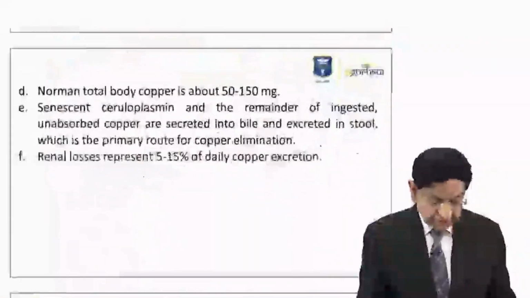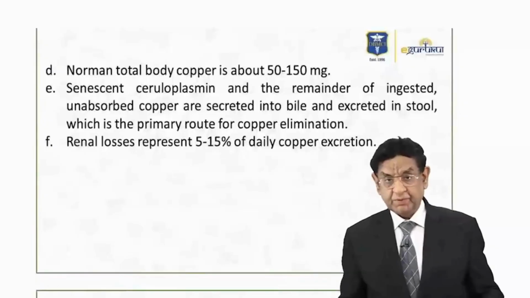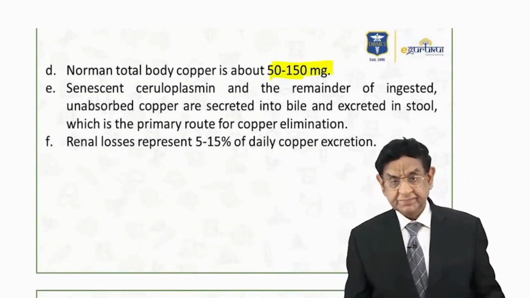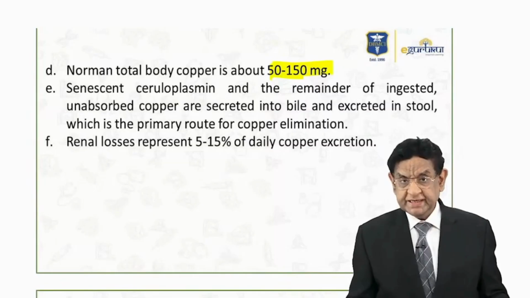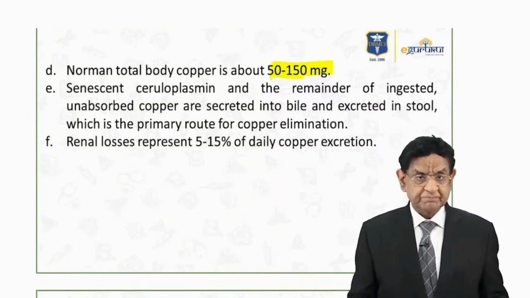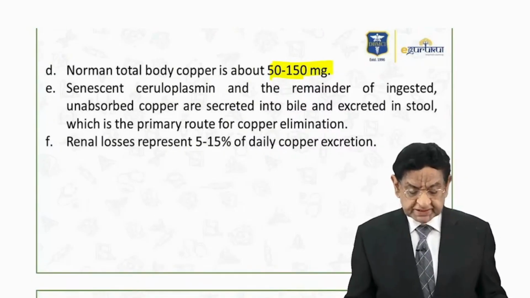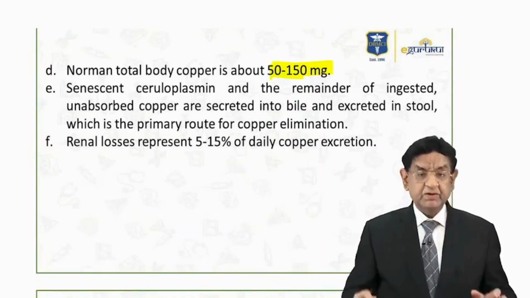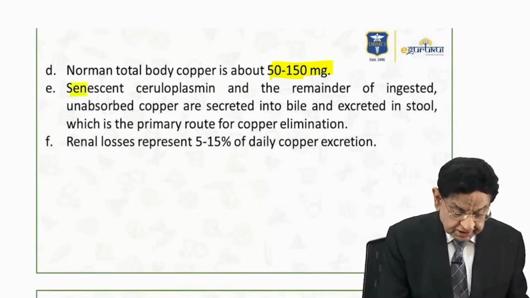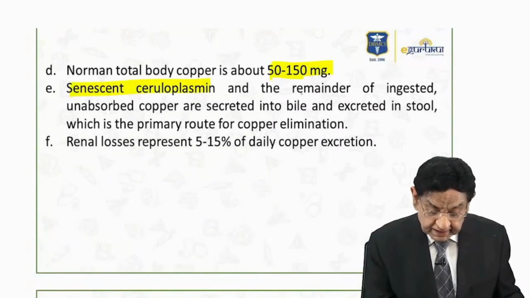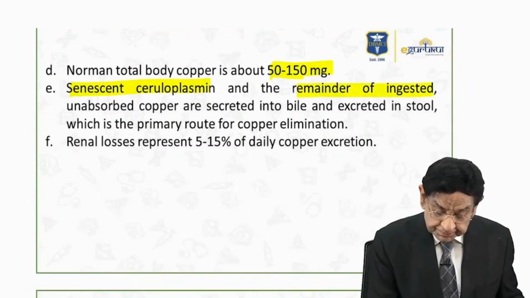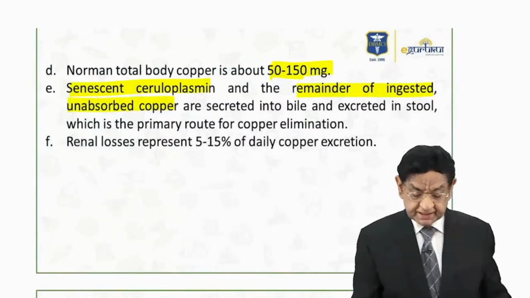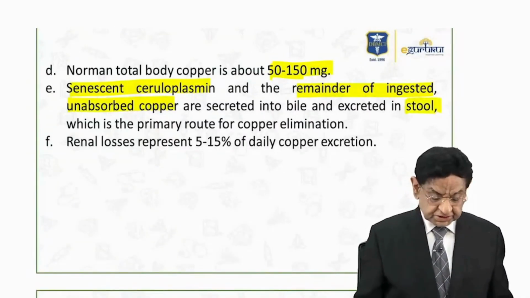After that, how much is the normal total copper in the body? It is around 50 to 150 milligram of total copper. Point to be noted, per day it is 60% absorbed, and the per day intake is about 0.6 to 3 milligram per day. Now, of the unabsorbed copper, 60% got absorbed in the GIT, the rest 40% will go out in stool.